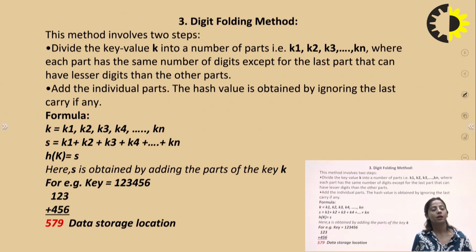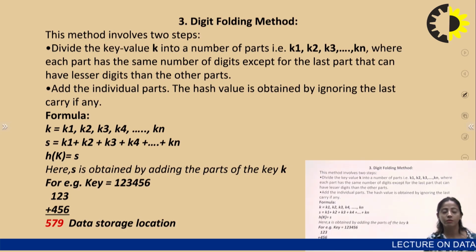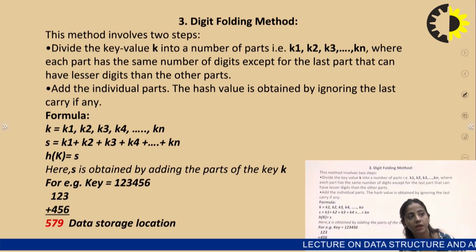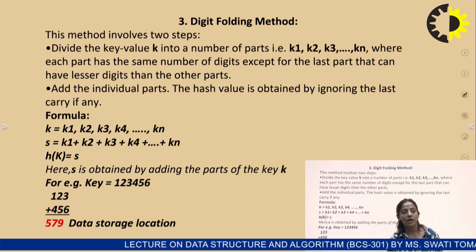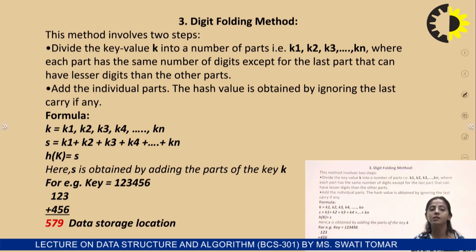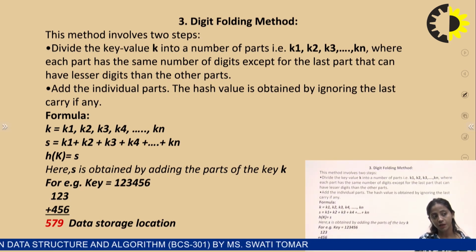Now let's understand another hashing method, which is the digital folding method. This method involves two steps. The first step is to divide the key value K into a number of parts, that is K1, K2, K3 up to Kn, where each part has the same number of digits except for the last part, which can have fewer digits than the other parts. Second is to add the individual parts. The hash value is obtained by ignoring the last carry, if any.